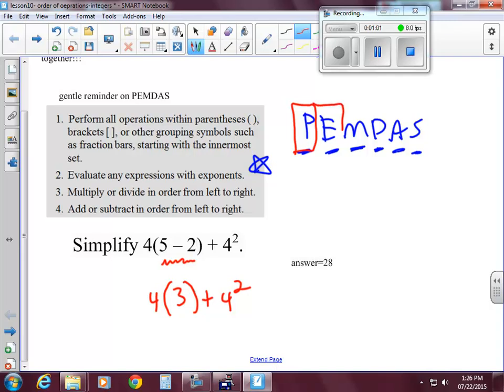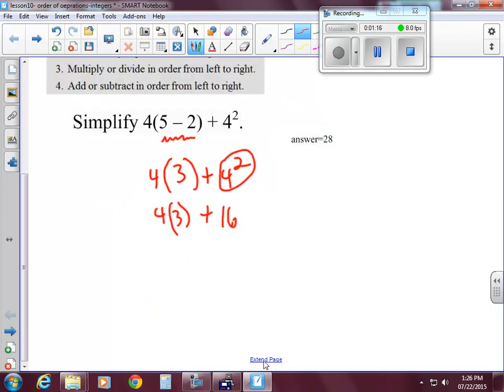PEMDAS says to take care of exponents next. Well, hey, 4 squared is 16. The rest of it I'm going to record. Even though I could do it in my head, things are going to get ugly in the future and longer and bigger. So we want to practice recording our own handwriting and our own thoughts.